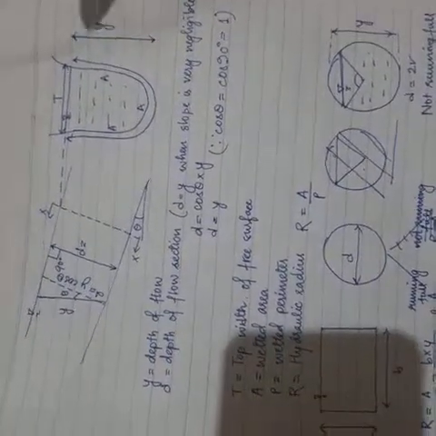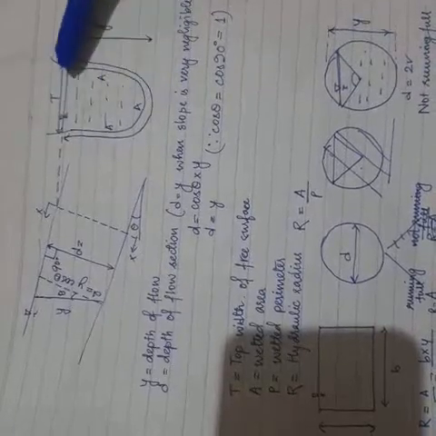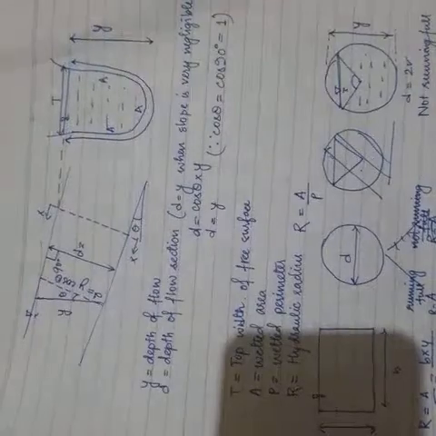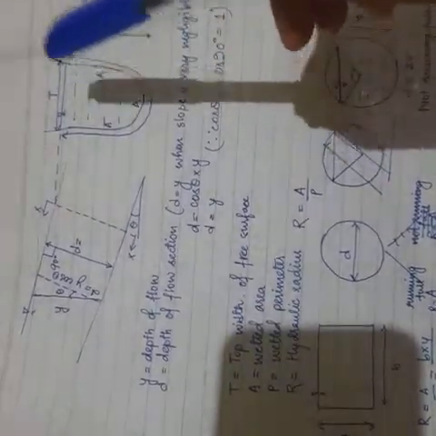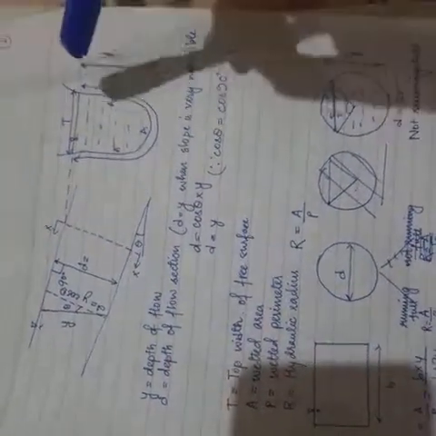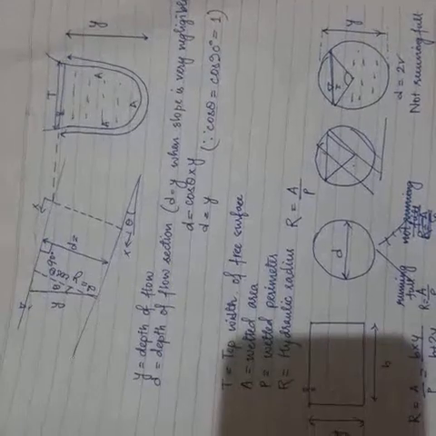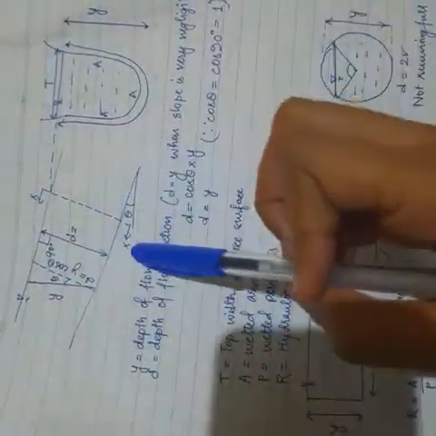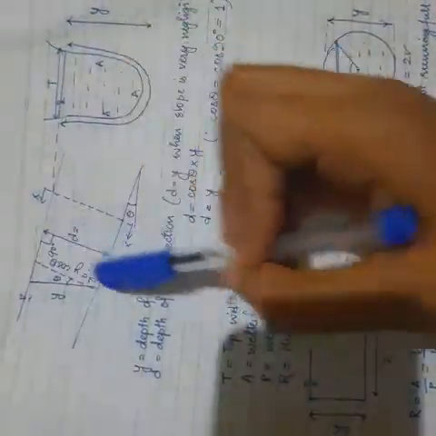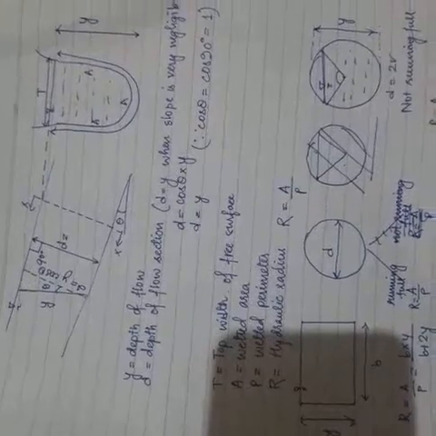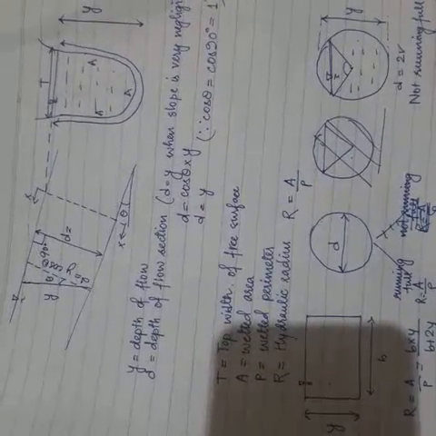If you look at the cross section, it would look something like this, where t is the top width of the free surface. So this was the free surface. If you look from the front, this is what you are going to see, and this is y, that is depth of flow. So when we consider the slope and we look at the channel section, then d is the depth of flow section.